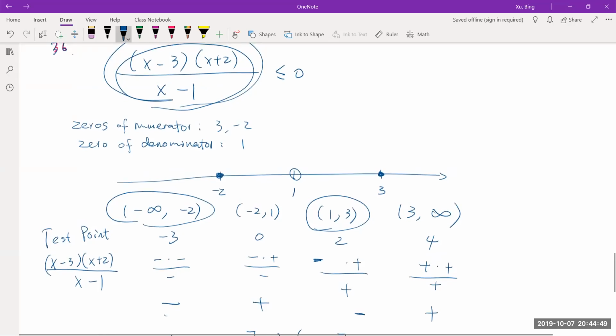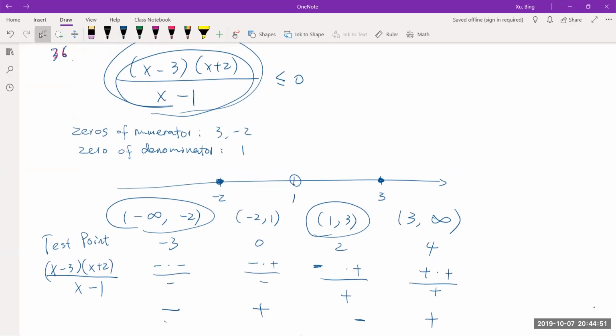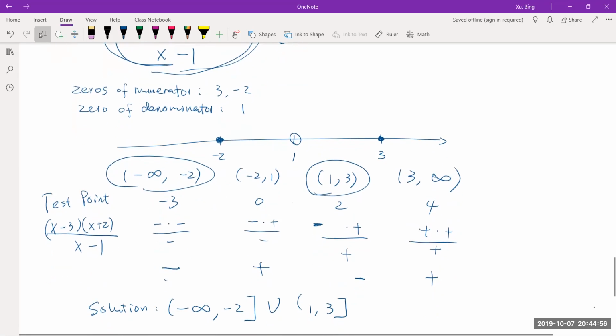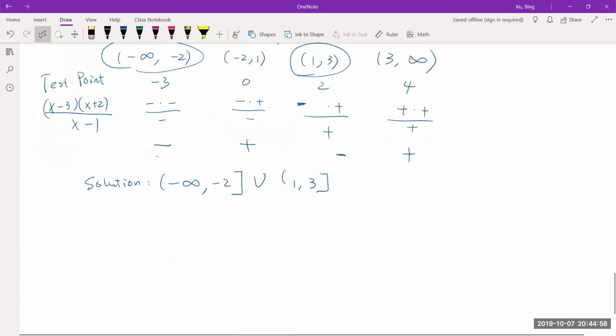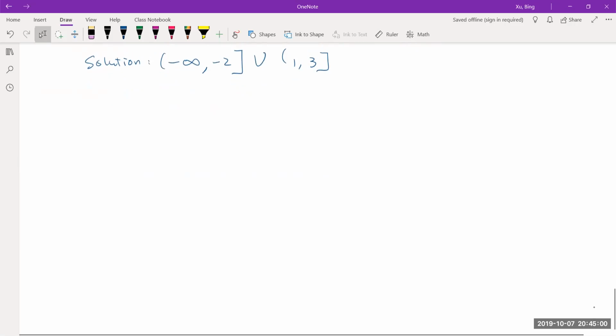Sometimes you have to factor the numerator or the denominator by yourself. You may see those kinds of problems in the homework. Okay, now let's look at number 40. Number 40 goes like this.